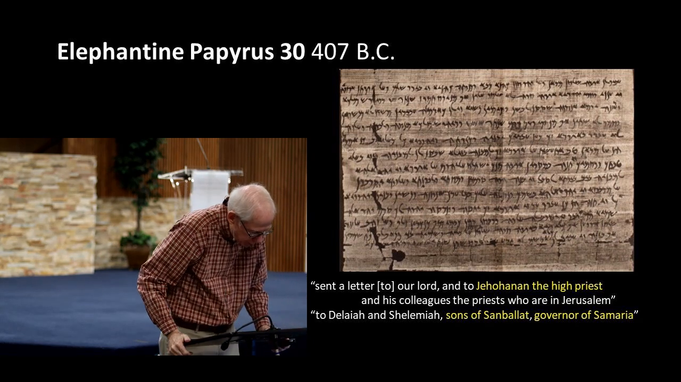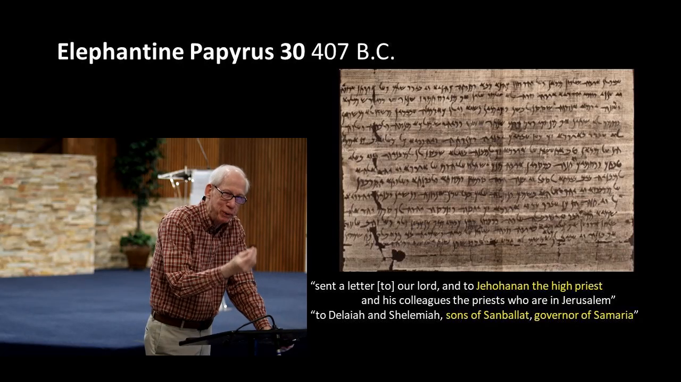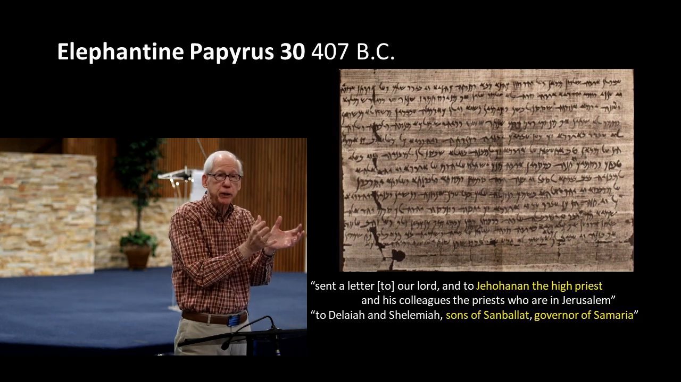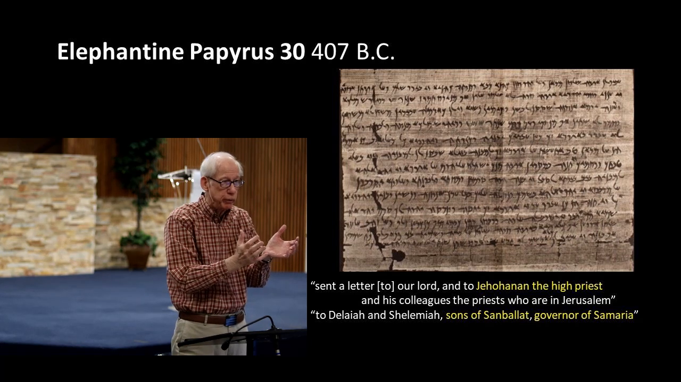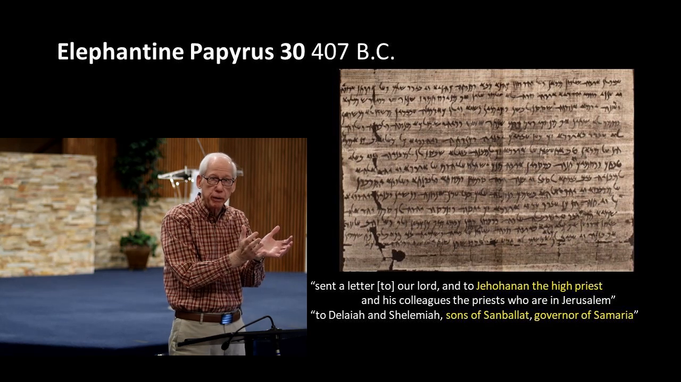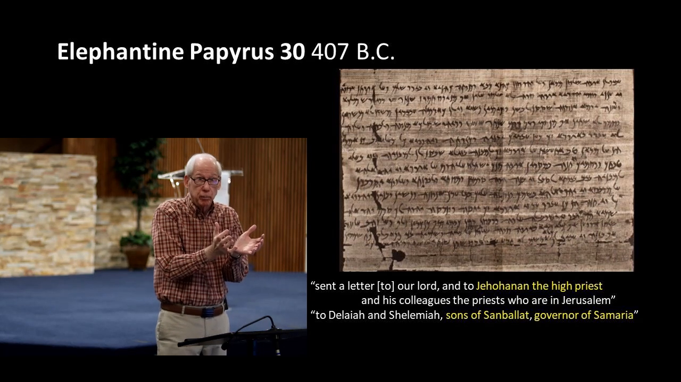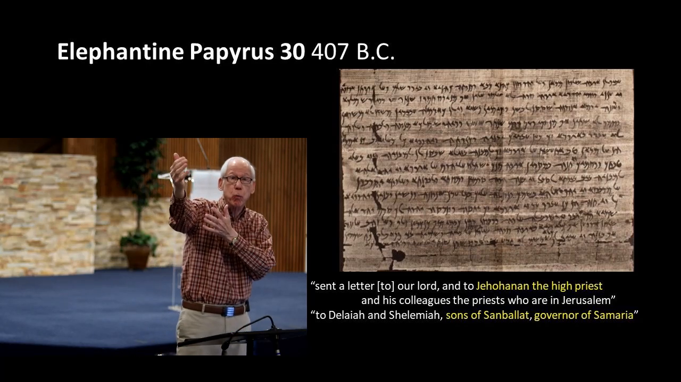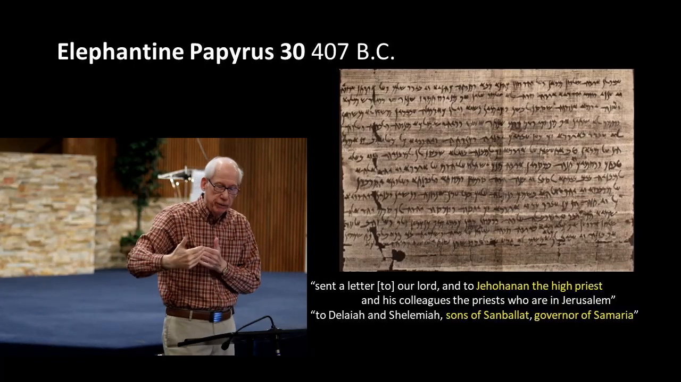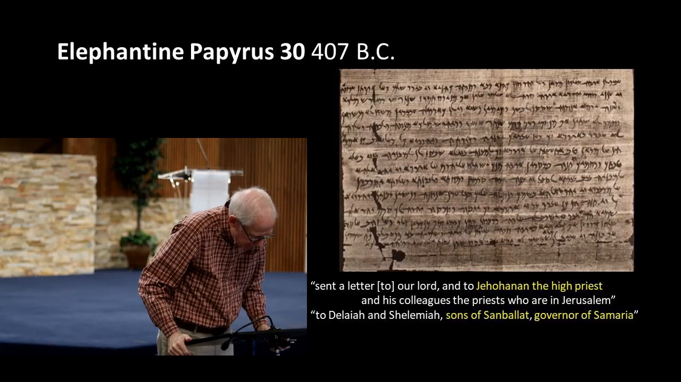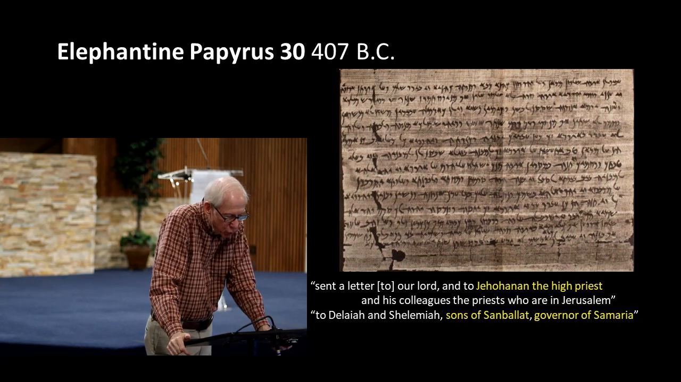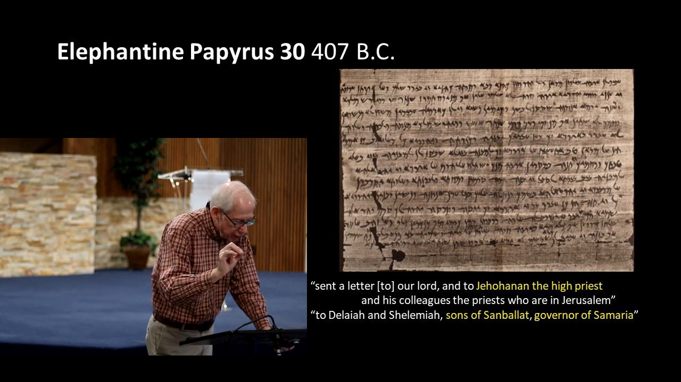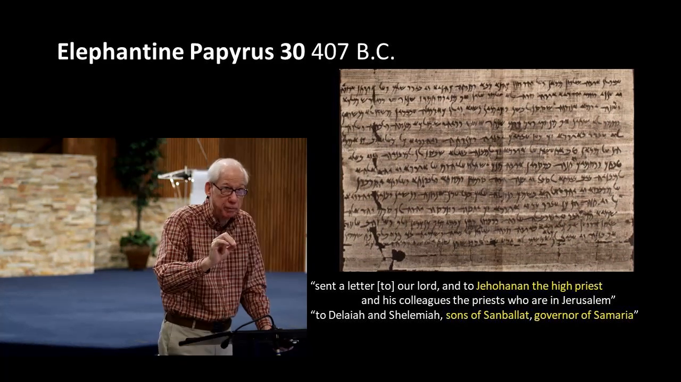and they want his permission to rebuild their temple of Yahweh that had been destroyed by Egyptian troops. Now you might be thinking, what are they doing having a temple of Yahweh down here, right in Elephantine? But be that as it may, they had, and it was destroyed, and they're writing back and they say, listen, we want your permission to rebuild this temple here. And they say in the letter that they sent a letter to our Lord and to Jehohanan, the high priest, and his colleagues, the priests who are in Jerusalem.